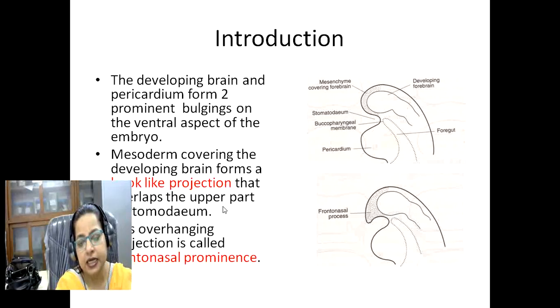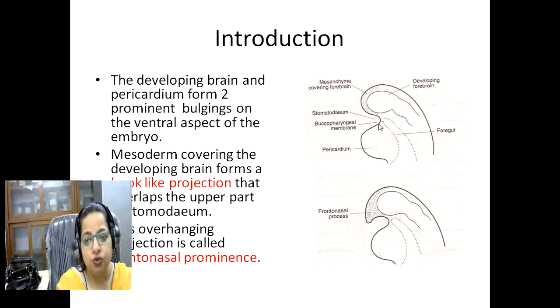Now, this is a side view of the developing human embryo, where you can find the developing brain along with the pericardium. There are 2 bulges, as you can see in the diagram. The cranial bulge is the developing brain and the caudal bulge is the developing pericardium. In between the 2 is the stomodium, which is separated from the outside by the buccopharyngeal membrane.